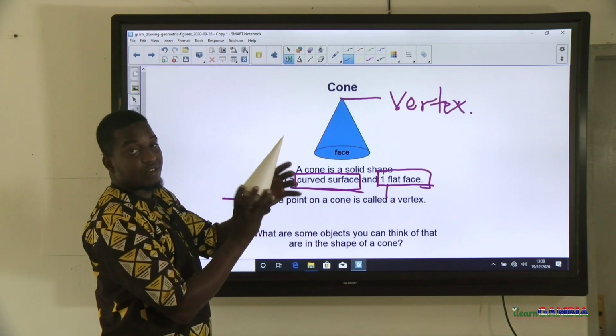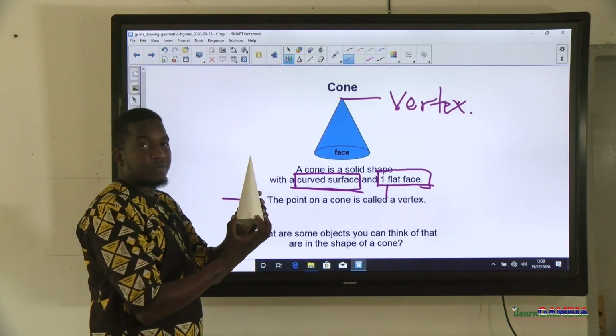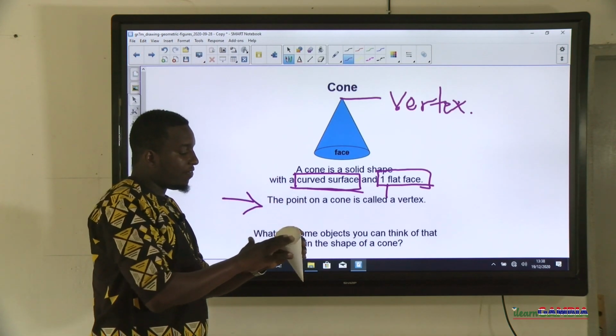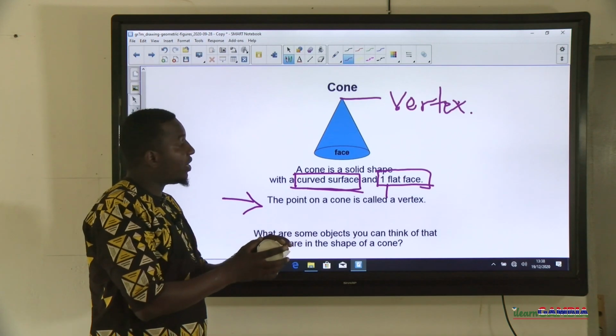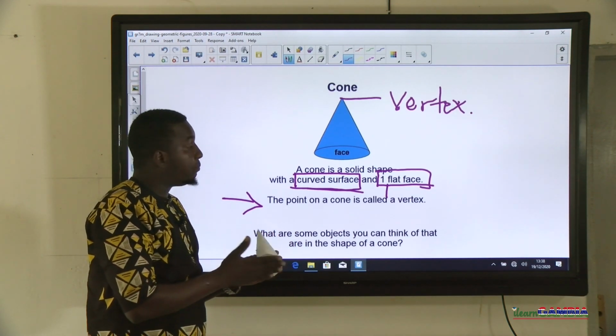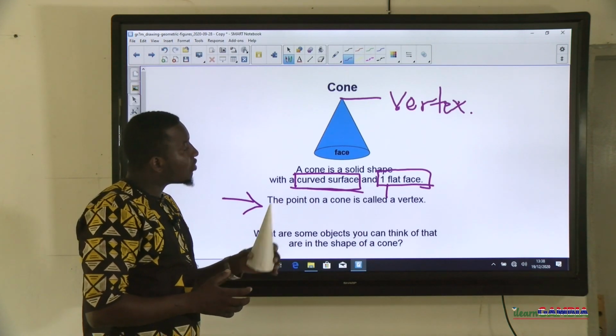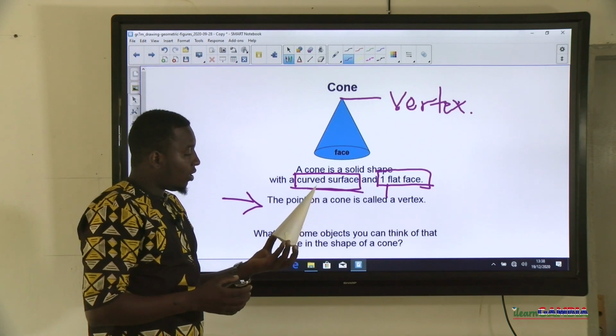You cannot see any edge on this. It doesn't have any edge. So it is totally a curve. And what we have here is what? We have a flat face. That is, the base of the cone is a flat face. So those are some of the properties of a cone.